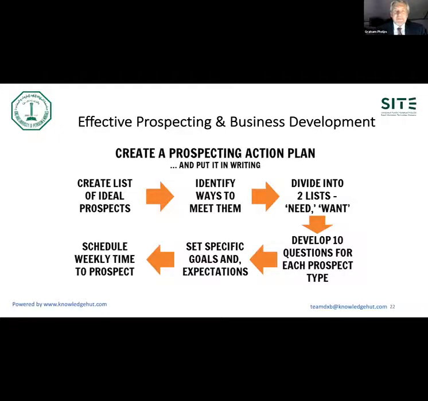So when you've got your list of customers, you then identify ways to meet them. You divide into two lists, need and want. You develop the questions for each prospect type. You set some goals and expectations of how many people you want to contact in a particular time, and you schedule time to prospect. Now, let me give you an example.